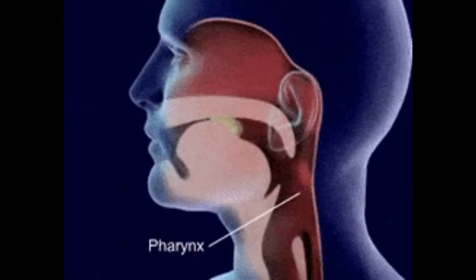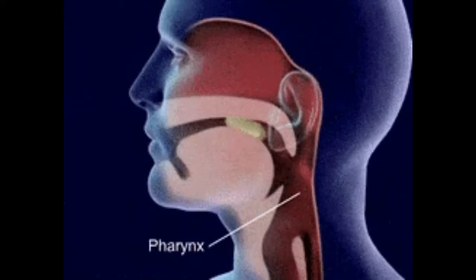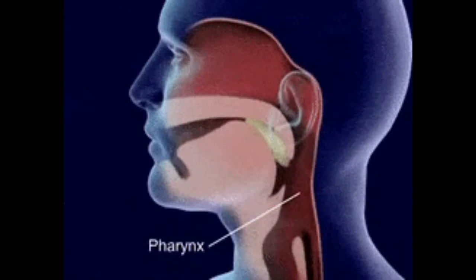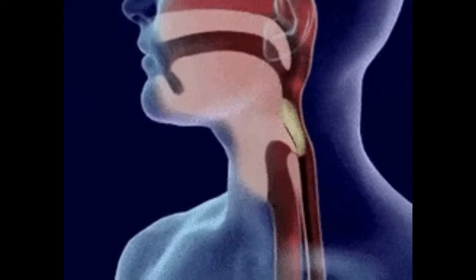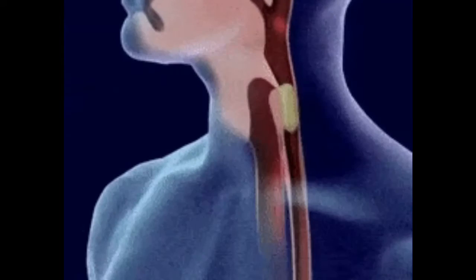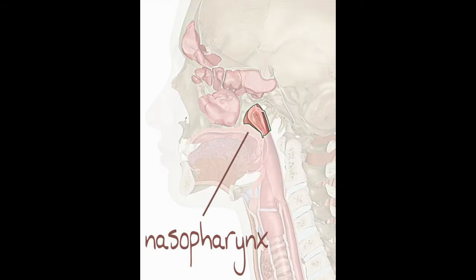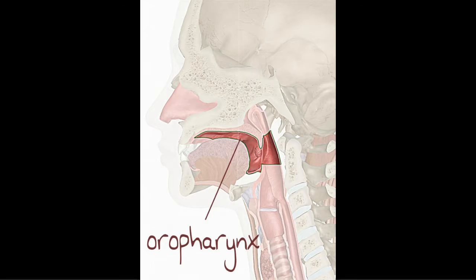Pharynx. The pharynx, also known as the throat, is a muscular funnel that extends from the posterior end of the nasal cavity to the superior end of the esophagus and larynx. The pharynx is divided into three regions: the nasopharynx, oropharynx, and the laryngopharynx.